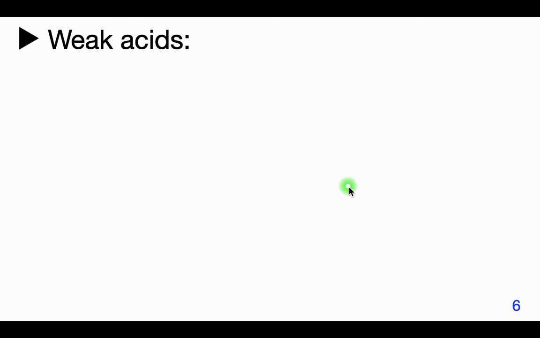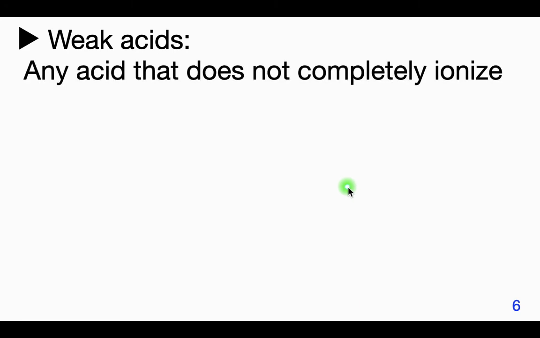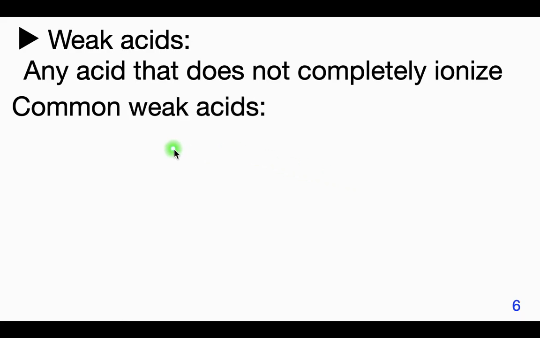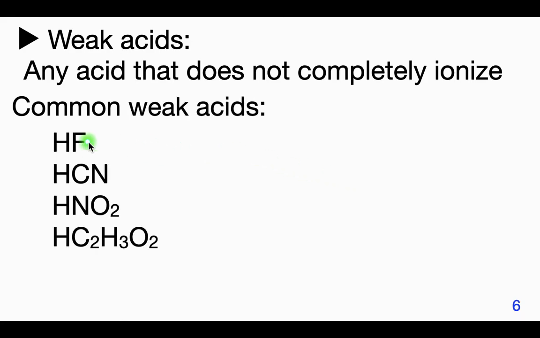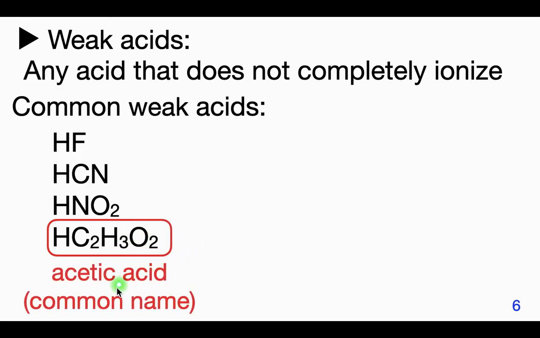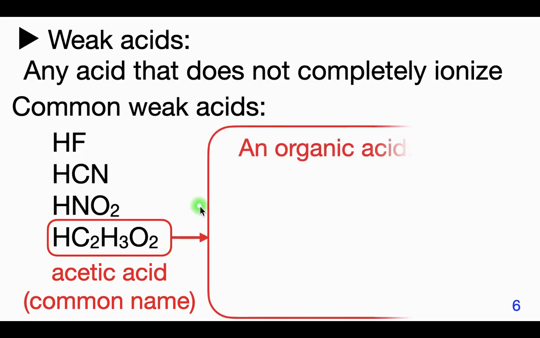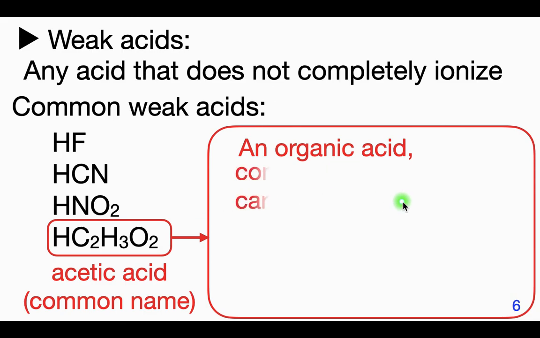Next, weak acids. Any acid that does not completely ionize. Common weak acids: hydrofluoric acid, hydrocyanic acid, nitrous acid, and acetic acid. Now, a little bit about acetic acid. That is its common name. But as you'll learn when we get to our unit on organic chemistry, it is an organic acid. It contains what's called the carboxyl group.